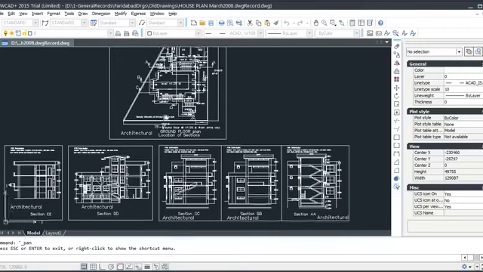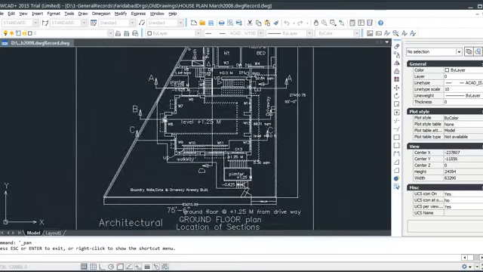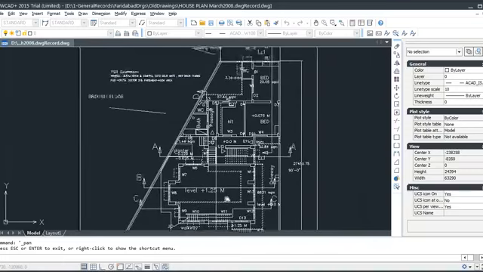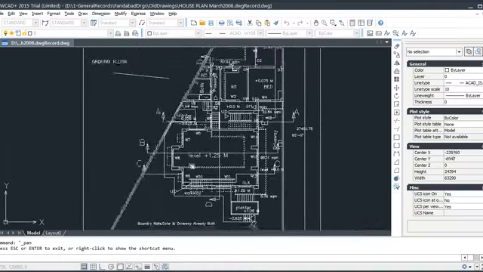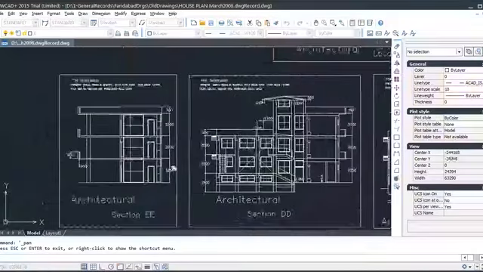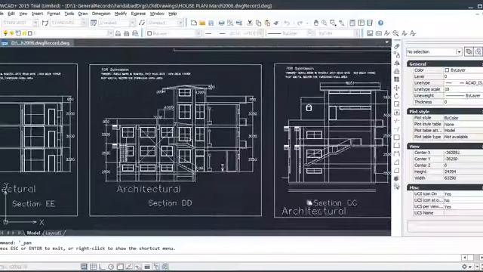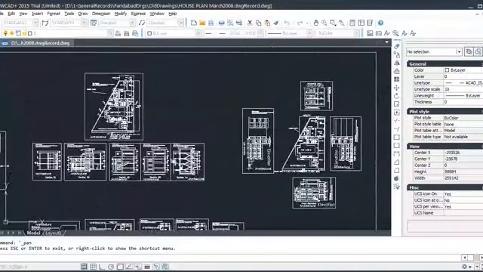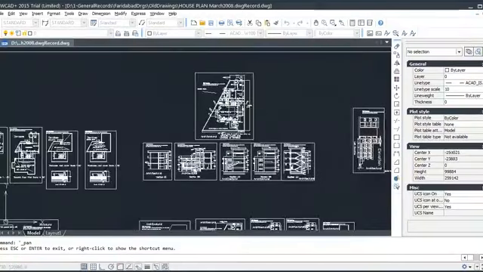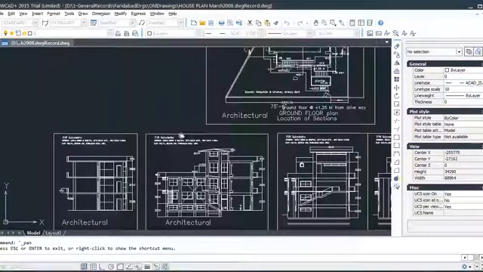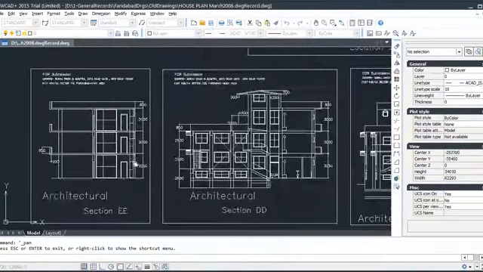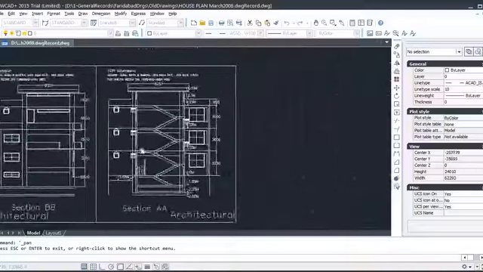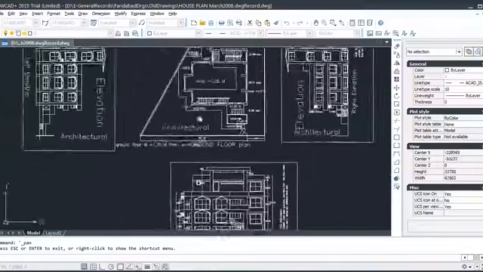The architectural section is here. These are sections here. These are sections A, BB, and CC. These are sections, and you can say DD also here. So we have shown here section EE, DD, CC architectural, section BB architectural. These are here, and these are here. These are architectural sections DE, and this is the elevations.